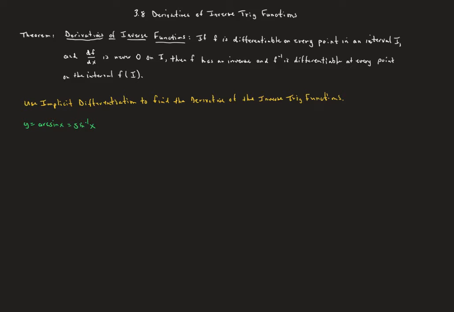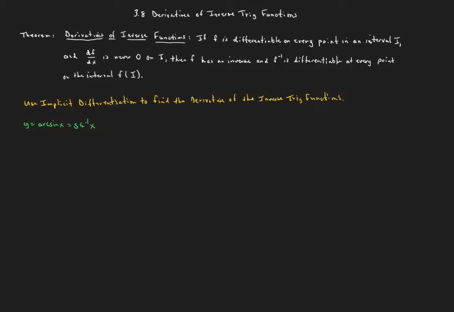So we're going to explore here again the derivatives of the inverse trig functions. We have a theorem about the derivatives of inverse functions: if f is differentiable at every point on an interval I, and the derivative of f is never 0 on I, then f has an inverse, and f inverse is differentiable at every point on the interval f of I. So as long as our function's derivative isn't equal to 0, its inverse is going to be differentiable as well.